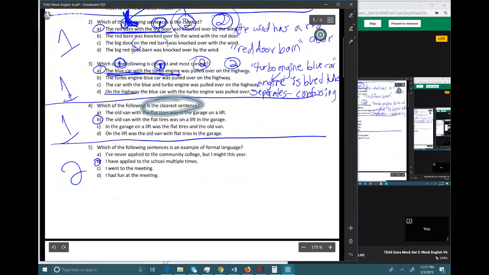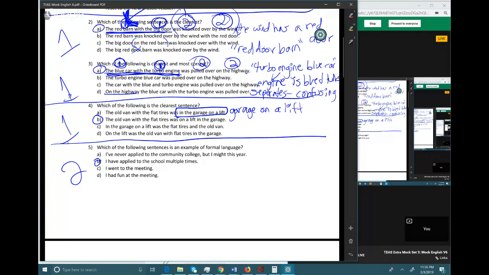Number 4 asks for clarity, and again, very similar. I will tell you what I wrote on the wrong answers. 4 should be B. What I said about A, I almost picked A when I was flying through this quickly, so A is definitely the second closest. The problem with A, if you slow it down, is it says the old van with the flat tires, which is great, was in the garage on a lift. When you read A, you totally understood what it meant. You pictured it correctly, I guarantee you. But when it says in the garage on a lift, that says the garage is on a lift.